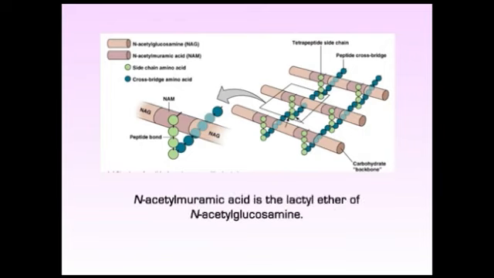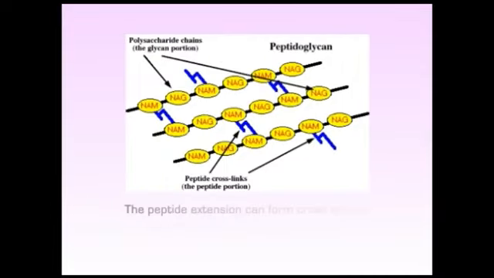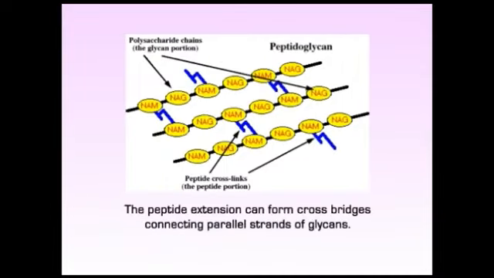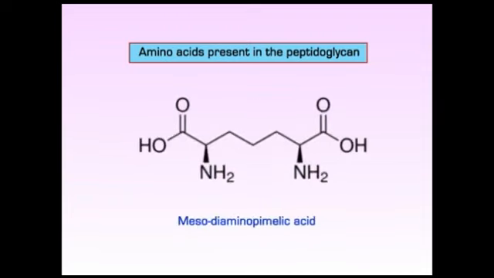This N-acetyl muramic acid is the lactyl ether of N-acetyl glucosamine, and the lactate group of the muramic acid forms an amide link with the amino terminus of a short peptide containing 4 to 6 amino acid residues. Further, the peptide extension can form cross bridge connecting these parallel strands of glycans. D-glutamic acid, D-alanine, and meso-diaminopimelic acids are some of the amino acids that are present in the peptidoglycan.